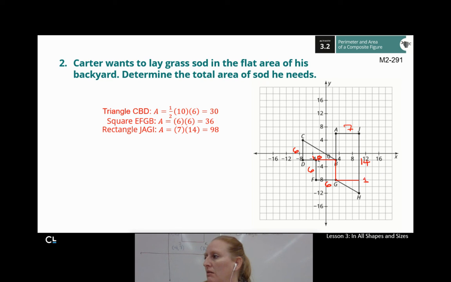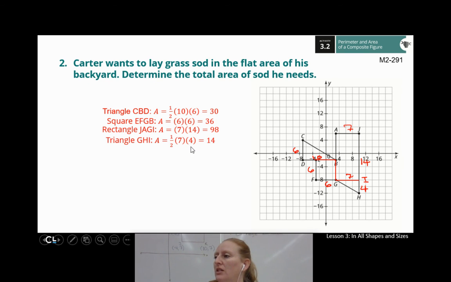And last but not least, I do have, and I called this point I, just so you know, this lovely triangle here. Well, that's 2 4s, so it looks like I've got a height of 4, and my base 1, 2, 3, 4, 5, 6, 7. Oh, same as the other side. It was a rectangle. So it looks like my base is 7 and my height, just flipped upside down, is 4. So since it's a triangle, 1/2 times 7 times 4 gives me 14.